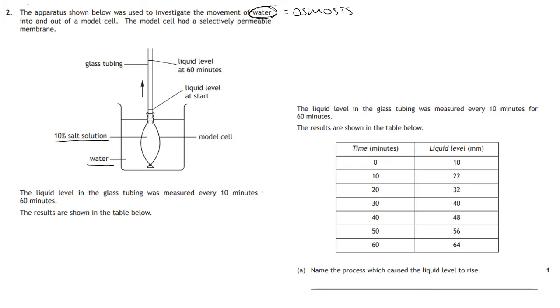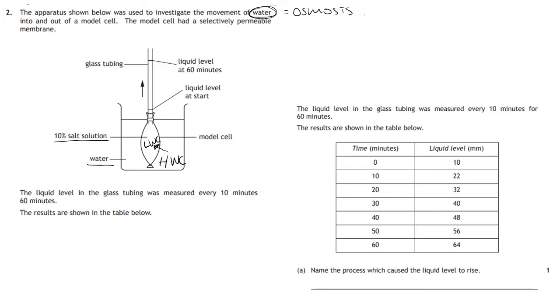Now, the first thing I would always do is draw on my picture and decide where is the high water concentration, where is the low water concentration. So the water or the salt, which one's got more water? The water. High water concentration. Lower water concentration. We say the definition of osmosis to ourselves: the movement of water from a higher water concentration to a lower water concentration through the semi-permeable membrane. So we know that water is going to be moving in, okay?